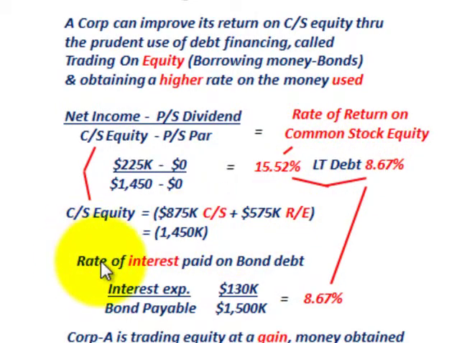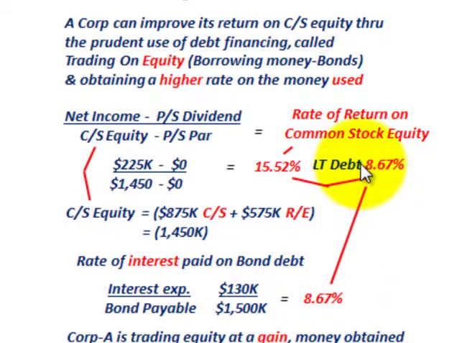So let's look at that here. We have the rate of interest paid on the bond debt. That's what we're going to be really doing our comparison with. Our interest expense is $130,000 for the year, and our long-term debt here would be the bonds payable, $1,500,000. So divide that out, and our rate of interest paid here is 8.67%.